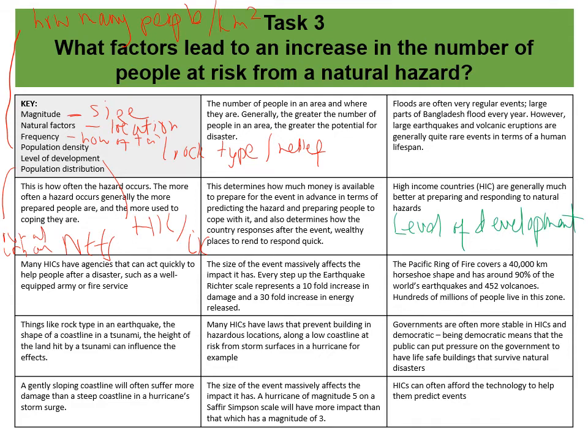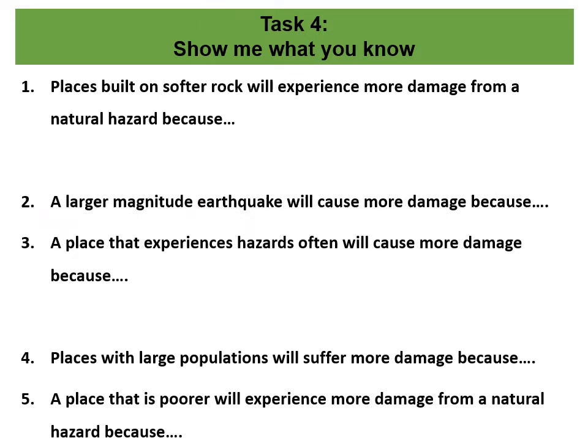And it's tying into the fact that HICs generally are able to prepare because their buildings are probably much stronger. They have preparation and systems in place that will tell them that that's going to happen, so warning systems, and then they'll have money to be able to respond to it. So the preparation, the responding, and also the warning are all going to be better. Now, once you've done that, we're going to move on to task 4. So task 4 is the last task for this lesson, so you need to show me what you know.